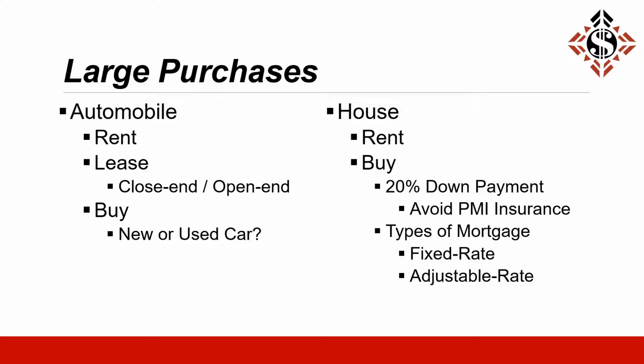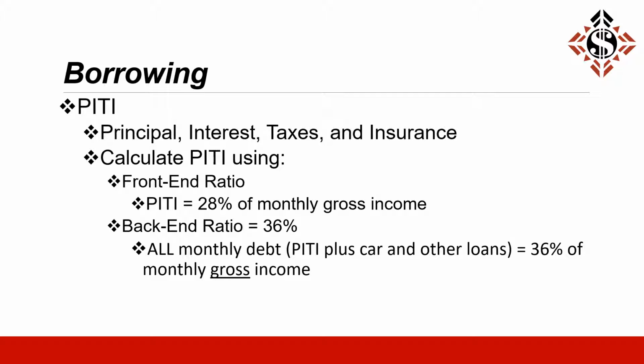There are two major types of mortgages, which are fixed rate mortgage and adjustable rate mortgage. You should know the difference between them. When you are borrowing from the bank, your lender will evaluate your ability to pay.